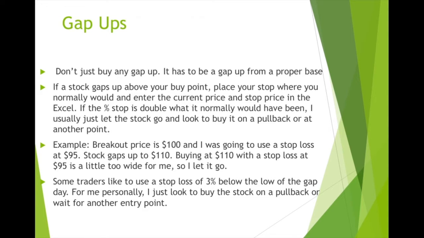If a stock gaps up above your buy point, you're going to place your stop loss where you normally would and then enter the current price and the stop price in the Excel. If the Excel percent is double what it would normally have been, I usually just let the stock go and look to buy the stock on a pullback or another entry point.